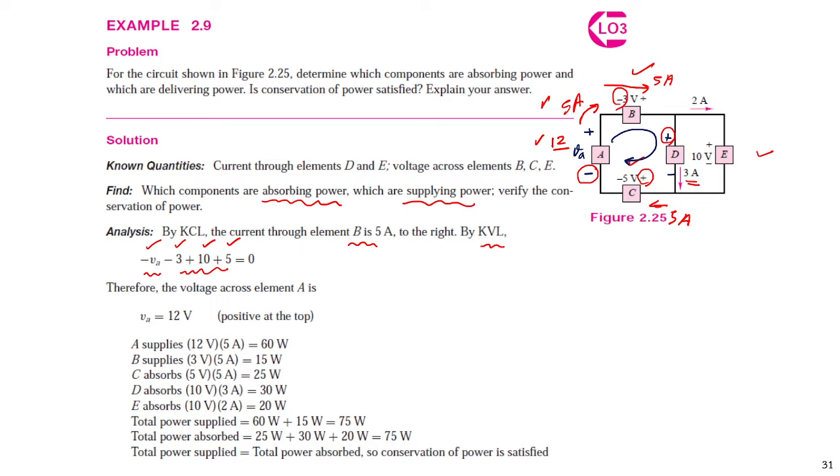So we can get this solution. Now we know that A and B are maybe batteries. A and B are batteries. C, D, E are loads. With the sign convention, we can know whether the equipment is consuming power or supplying power.